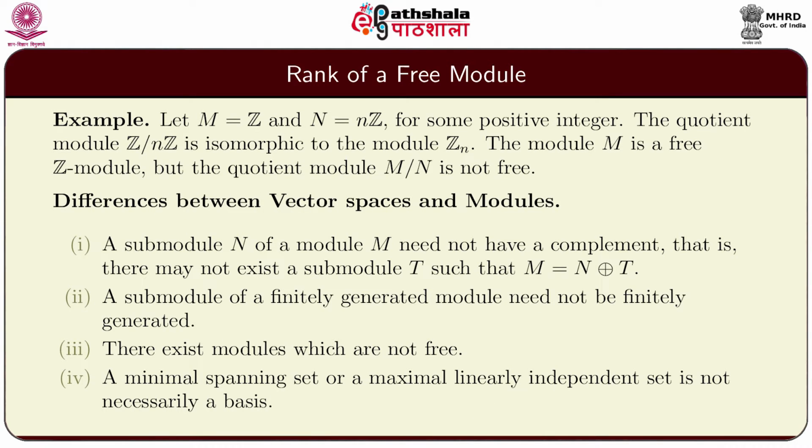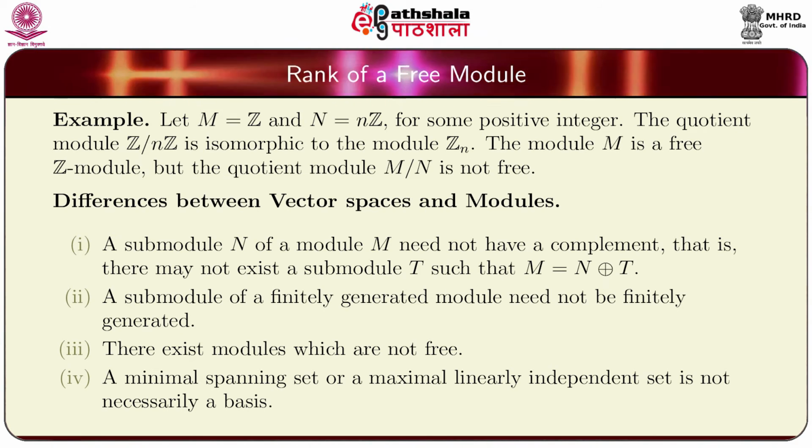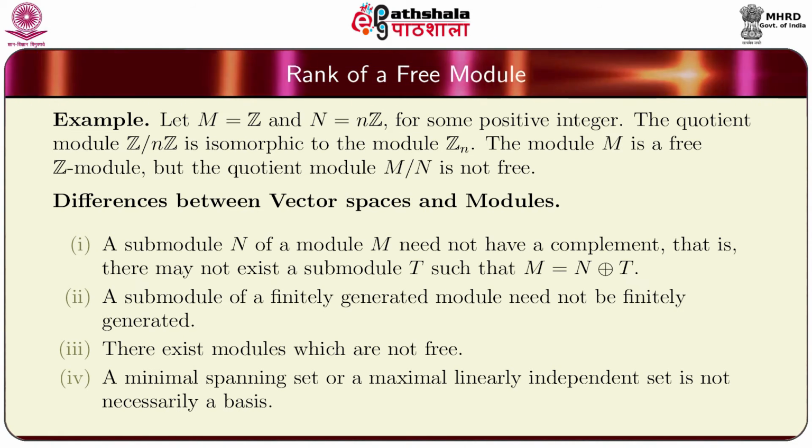Example, take M to be the Z module Z and N the submodule nZ for some positive integer n. Then the quotient module M quotient N, which is Z quotient nZ, is in fact isomorphic to the module Zn. The module M is of course a free Z module, but not the quotient, because we know that the module Zn has only torsion elements and therefore it cannot be free.